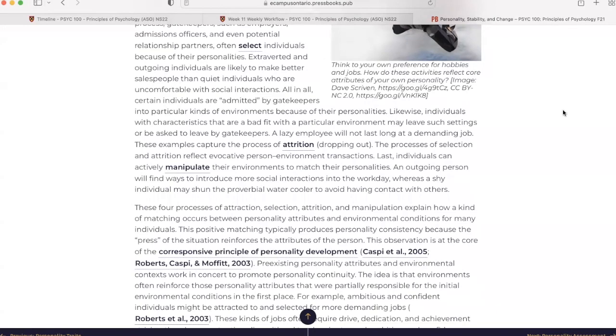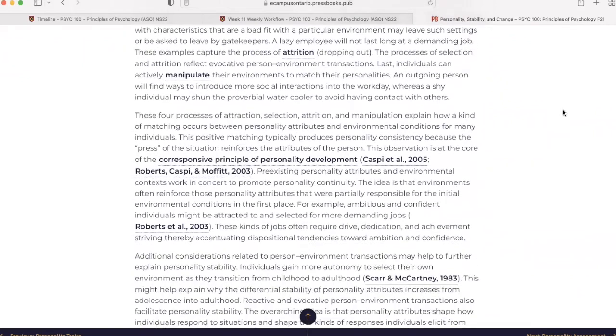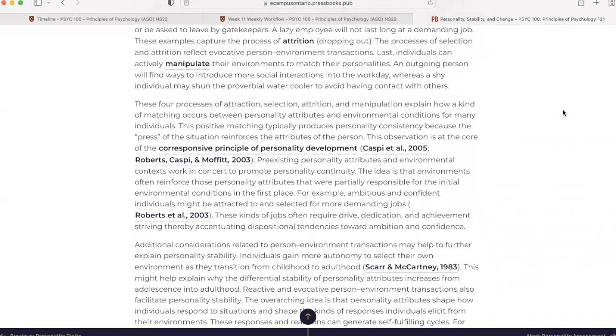Last, individuals can actively manipulate their environments to match their personalities. An outgoing person will find ways to introduce more social interactions into the workday, whereas a shy individual may shun the proverbial water cooler to avoid having contact with others.